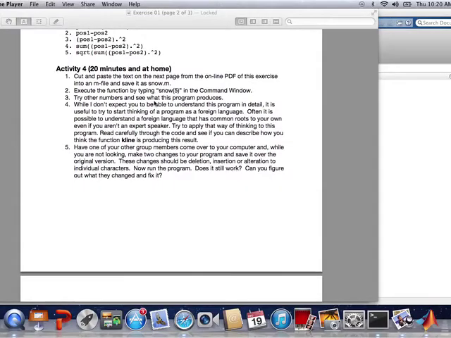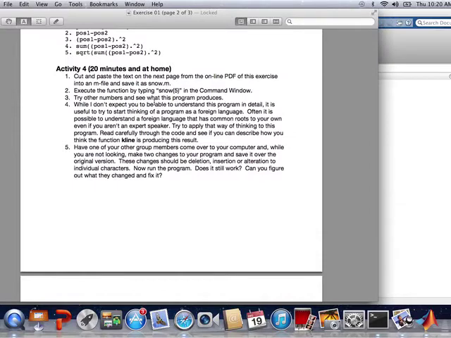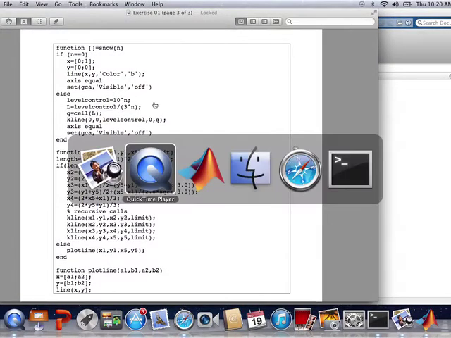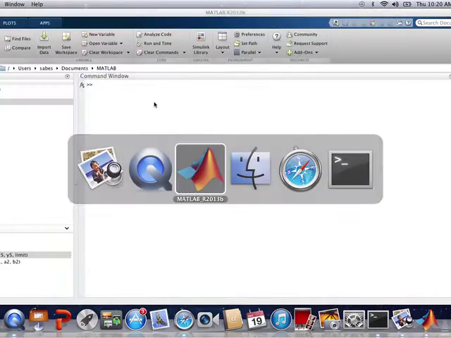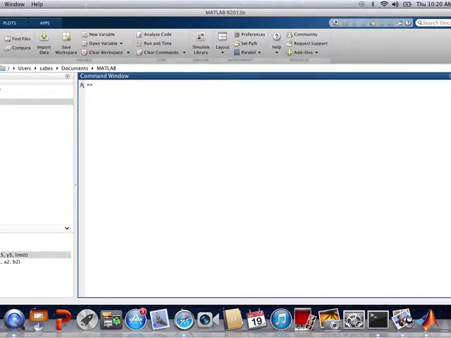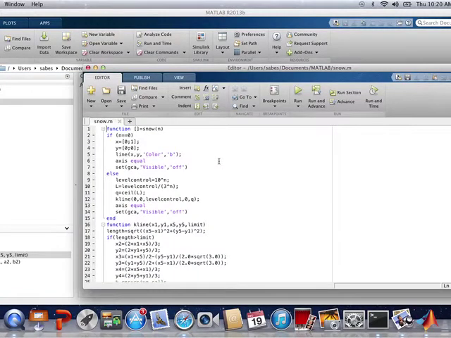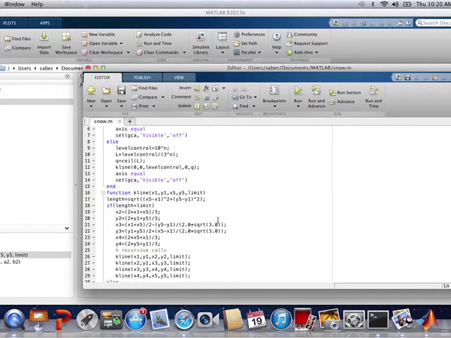To start with, we have activity 4 of exercise 1. For this activity, we need to first copy the program in the next page as a MATLAB script, and I have already done that and saved it as snow.m. So here it is.